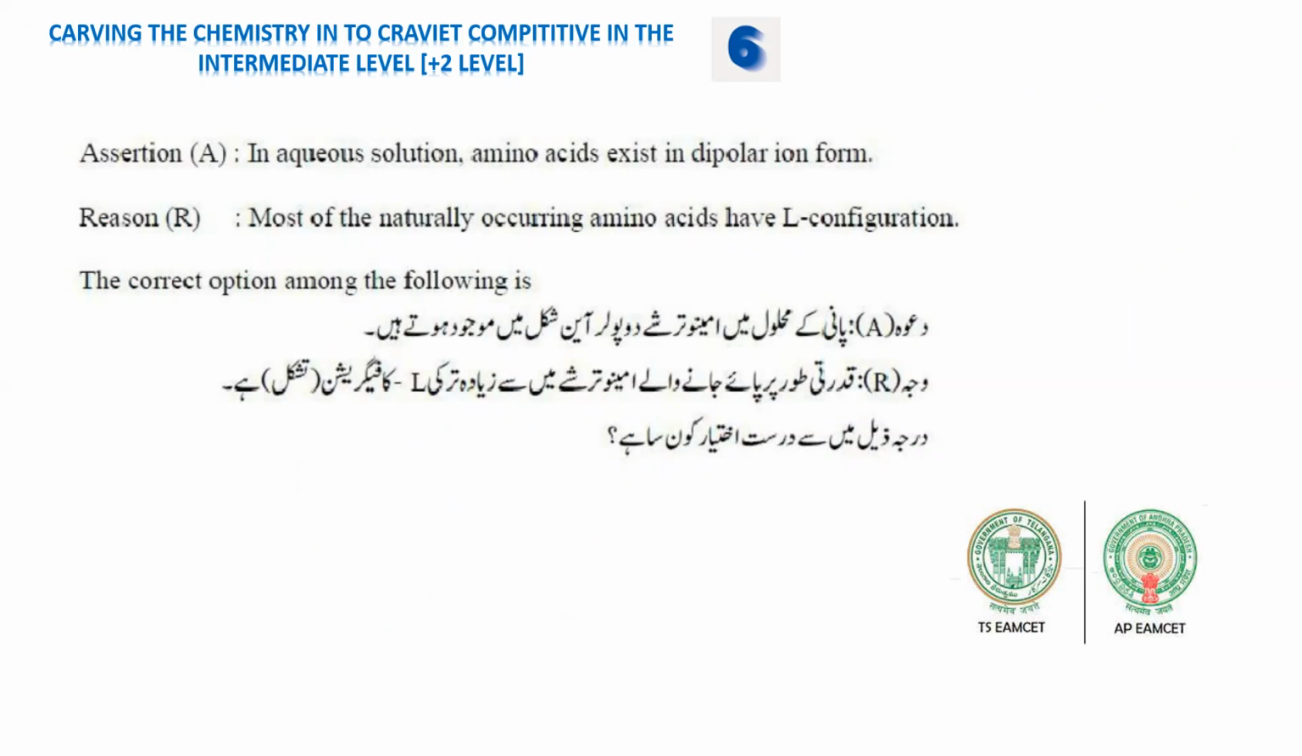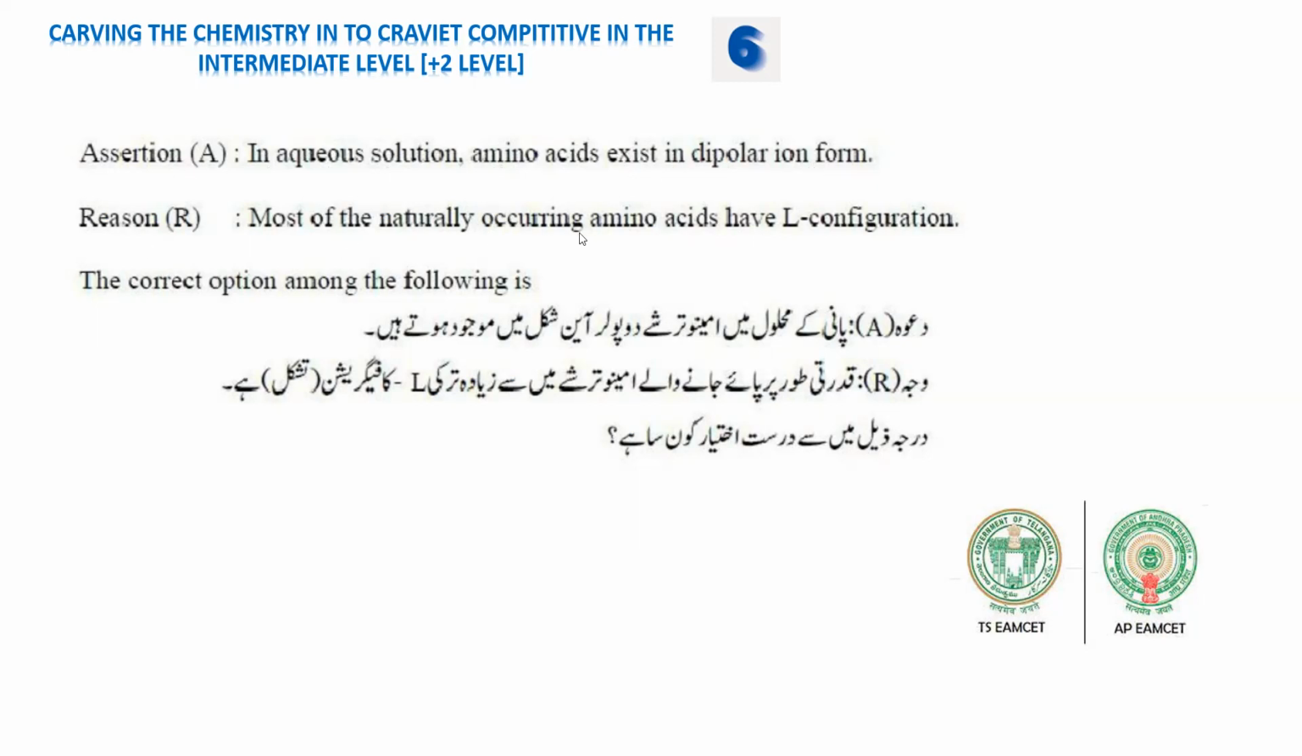An assertion and reasoning question is given over here. In aqueous solution, amino acid exists in dipolar ion form. Dipolar ion means one end has a partial positive and the other end has a partial negative charge. A single compound like this is called dipolar. Poles are nothing but a positive pole and a negative pole, right? If a single compound is dipolar, it is amphoteric in nature. The assertion is that in aqueous solution amino acid exists in dipolar ion form.